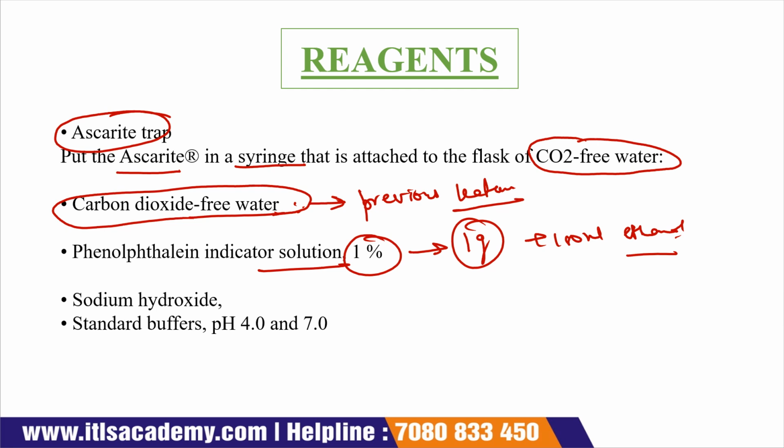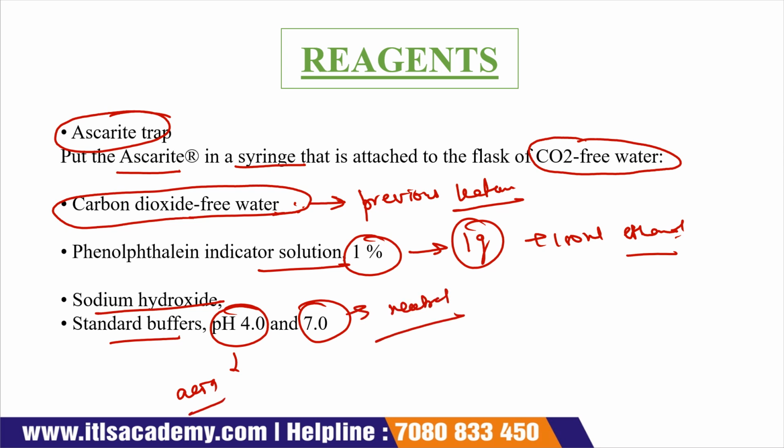Now the next one is sodium hydroxide and standard buffers of pH 4 and pH 7. Why do we take two buffer solutions? pH 4 is for acid and pH 7 is for neutral. So these are the reagents that are used in this experiment.